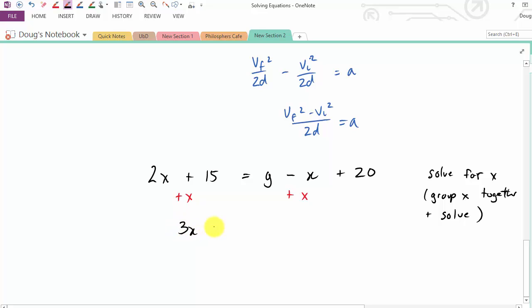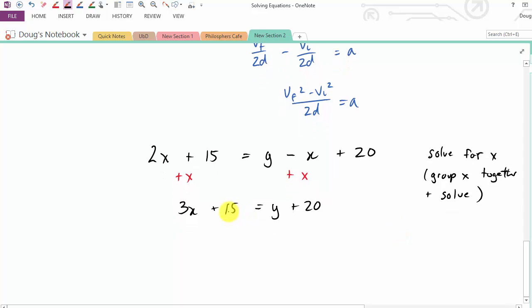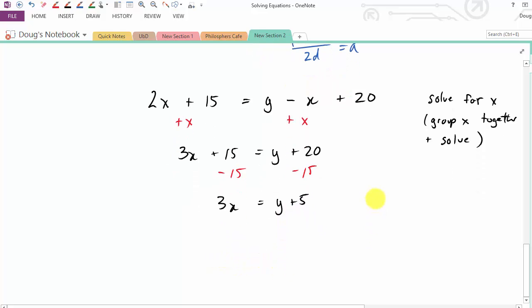So I get 3x plus 15 equals y plus 20. So that's pretty good, but I don't want the 15 with the 3x, so I'm going to move it to the other side, so I'll subtract 15 from both sides. And now I'm going to take the reciprocal of 3, multiply both sides by it.